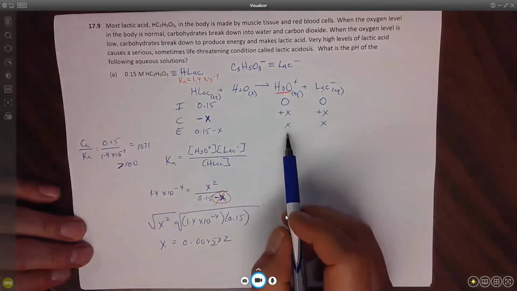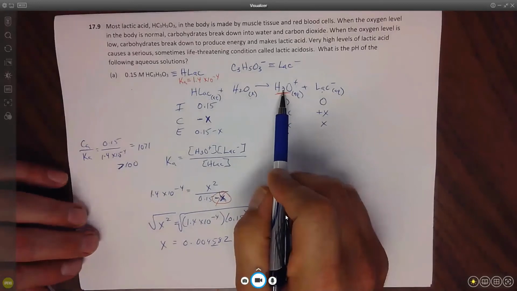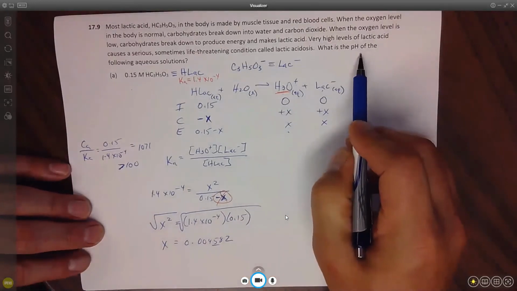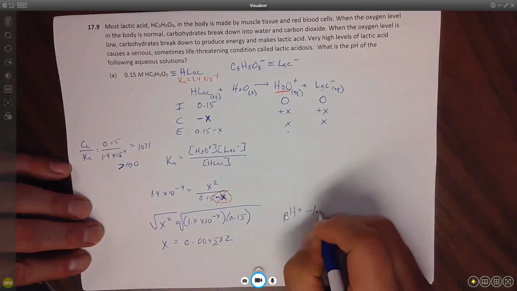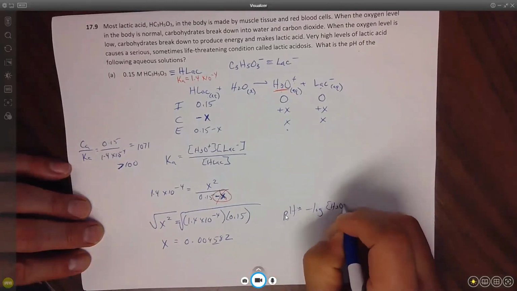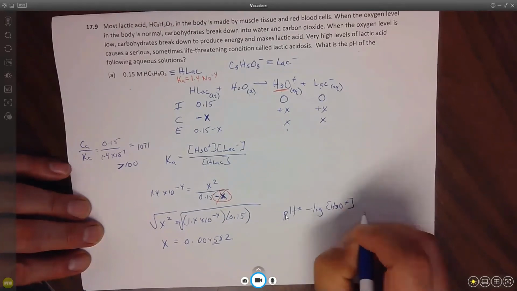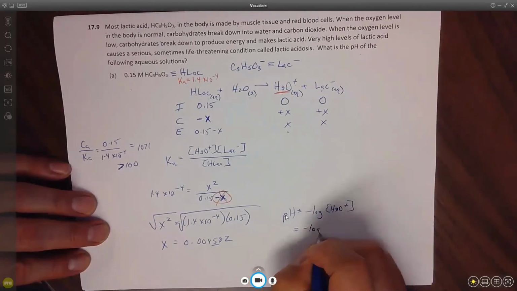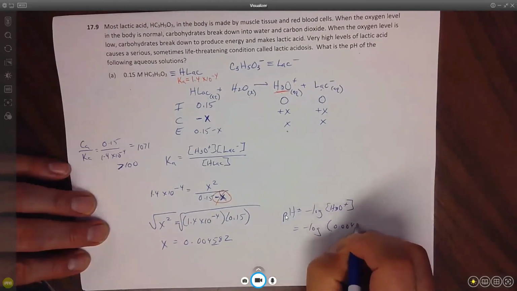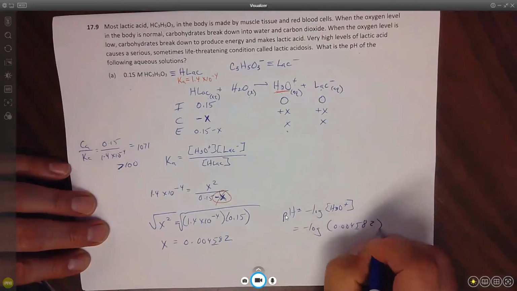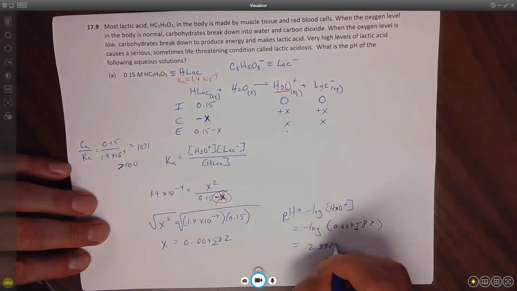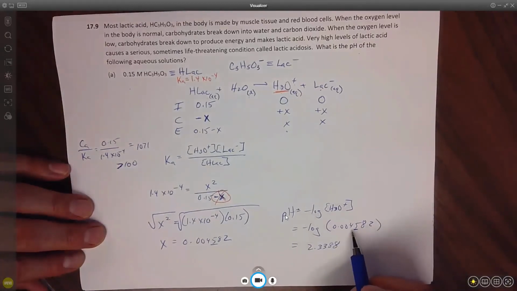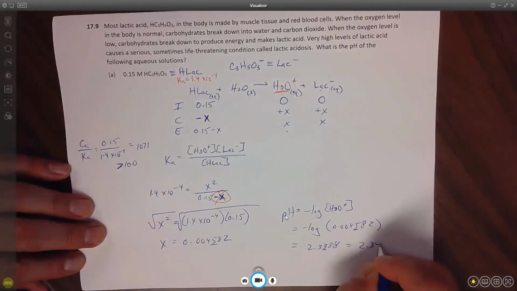Well, now that we know the equilibrium concentration of the hydronium ion and it just wanted to know the pH, we know that the pH is equal to the negative log of the hydronium ion concentration. And so that is equal to 2.3388. We got 2 sig figs, so this will go to 2 decimal places, so 2.34.